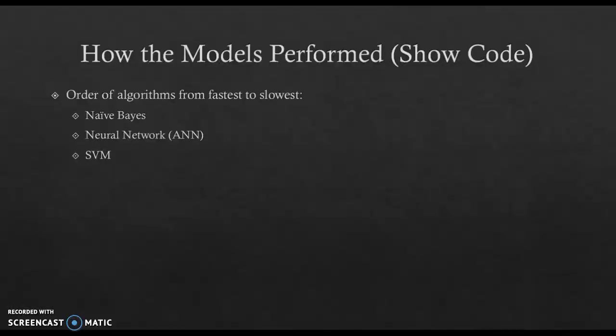Here's the order of the algorithms from fastest to slowest. Naive Bayes was the best performer in terms of speed, followed by the neural network. And then SVM took a little bit extra time because it doesn't handle larger data sets very well, and the more features you have, the longer it will take to calculate, but it was still doable within the time constraints that we had.